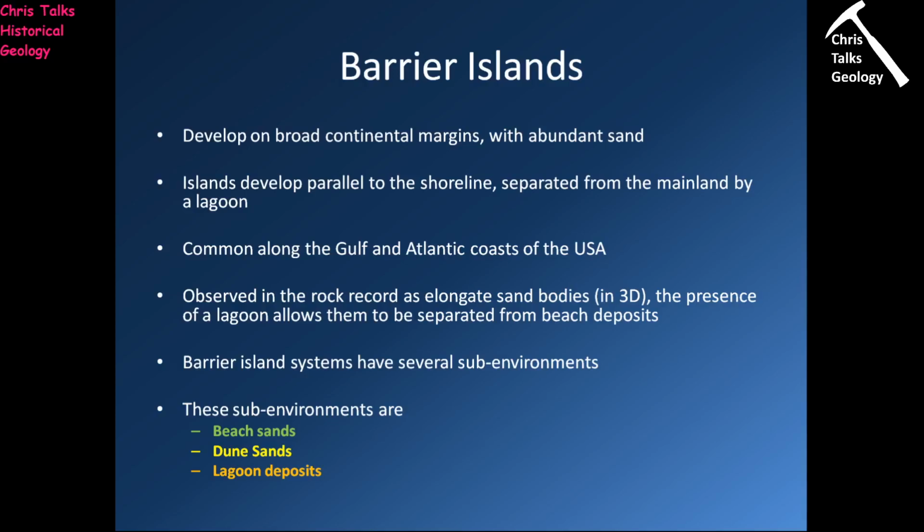Okay, so deltas are actually quite straightforward. So now we're going to think about barrier islands. A barrier island essentially is a very large linear body of sand that builds up off a continental margin. The island in question will develop parallel to the shoreline, but it will be separated from the mainland by a lagoon. And barrier islands are particularly common along the Gulf Coast and the Atlantic coasts of North America.